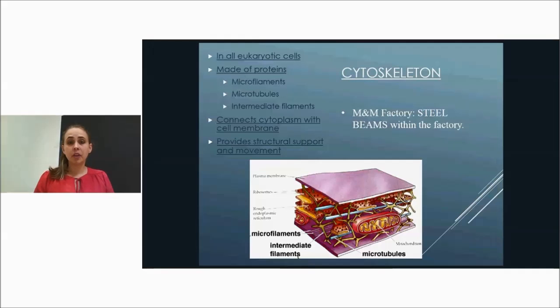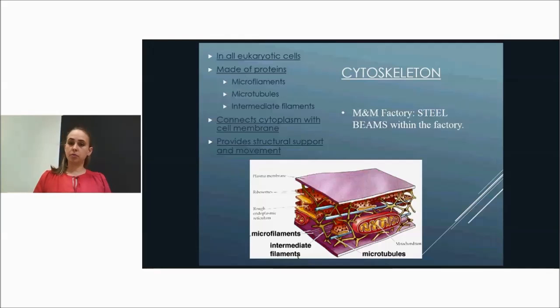The cytoskeleton. Cyto, again, stands for cell, and skeleton, it's what gives the cell its structure. So we watched the video, The Hidden Life of the Cell, from the BBC. If you haven't seen it, go ahead and reference it, because the way that the cytoskeleton is animated is just really awesome to get to see. It's in all eukaryotic cells. It's made of proteins called microfilaments and microtubules, and it connects the cytoplasm with the cell membrane, so it just provides structure and support and a way for things to move around.